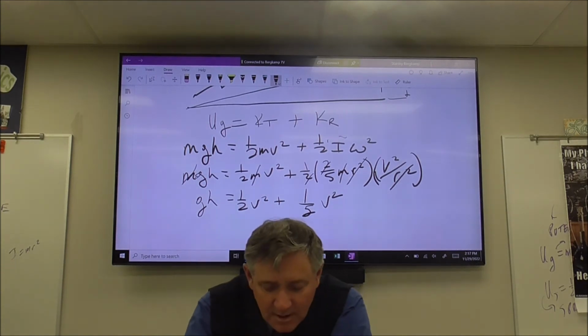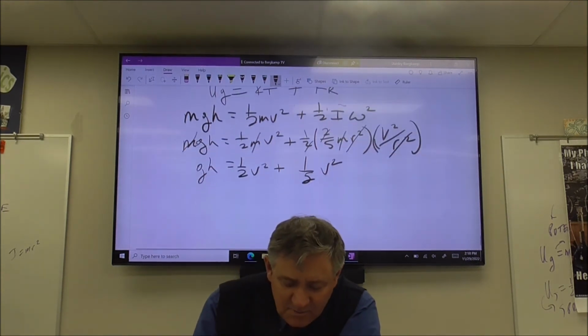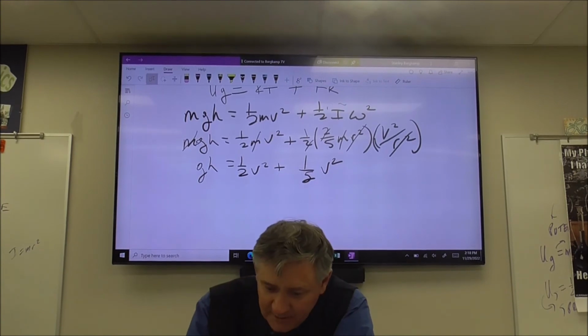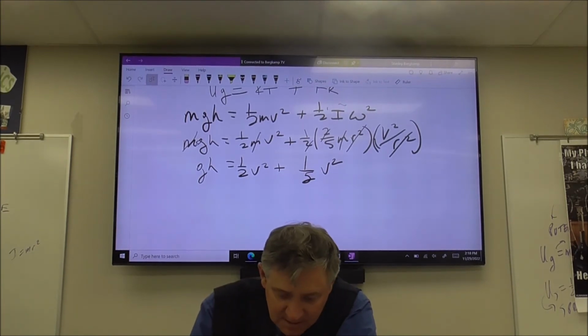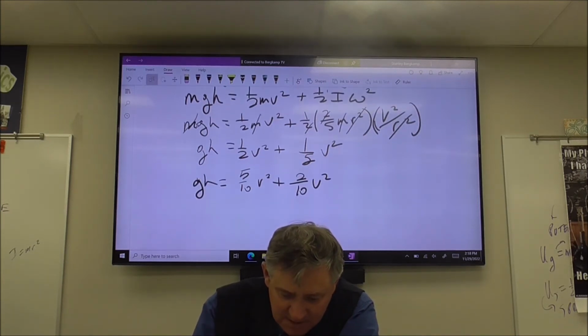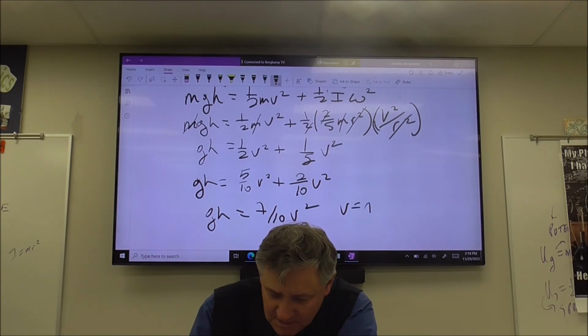Now, what am I going to get? What's the common denominator of 1/2 and 1/5? 10. So this is going to be 7/10 v squared: 5/10 v squared plus 2/10 v squared, which becomes 7/10 v squared. So v is going to equal the square root of 10/7 GH. Everybody cool with this?